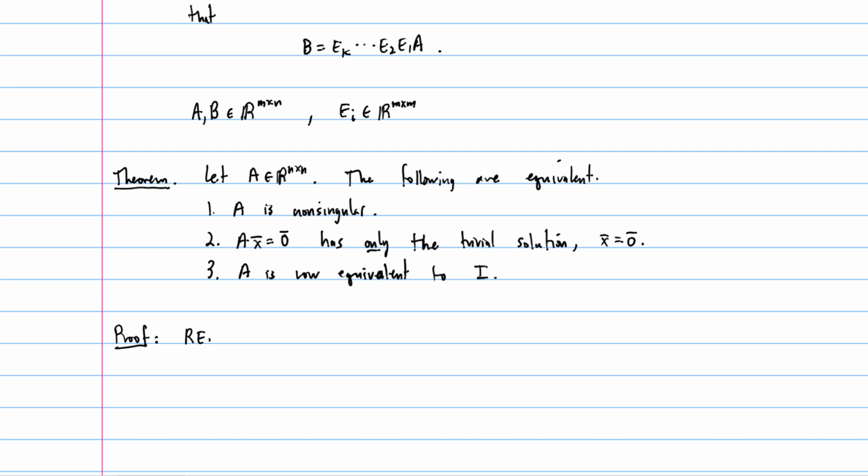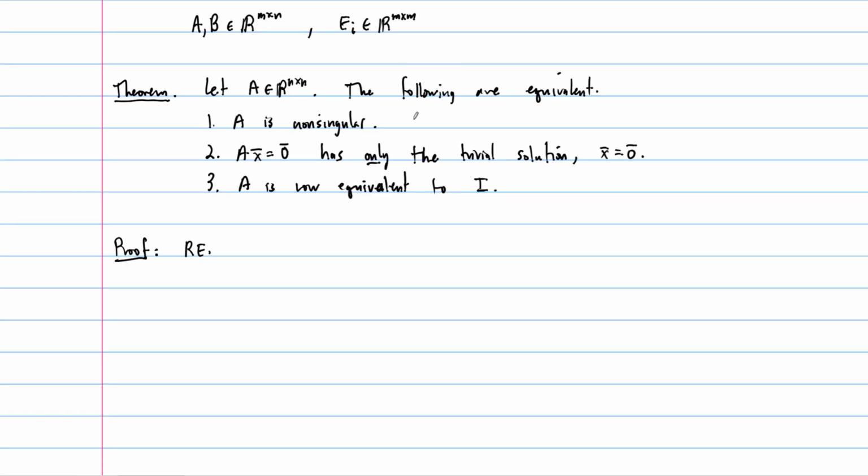So here is a corollary. Corollary means that it should follow directly from this, and it does. This system, A times x equals B, has a unique solution. This means it has a solution and only one solution, exactly one solution, not infinitely many. So it has a unique solution if and only if A is non-singular.